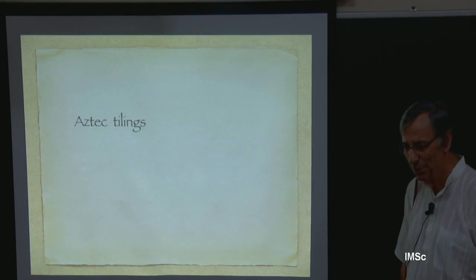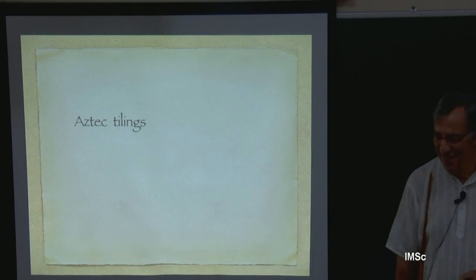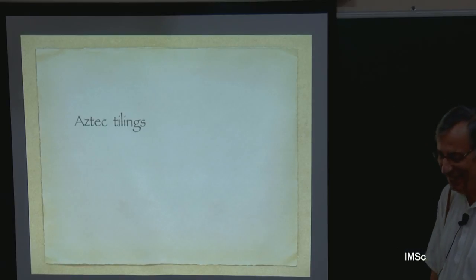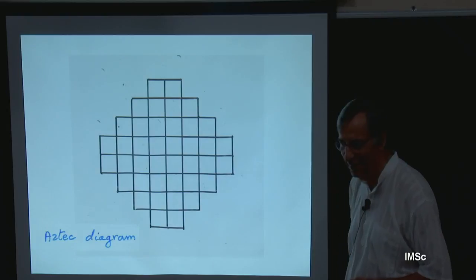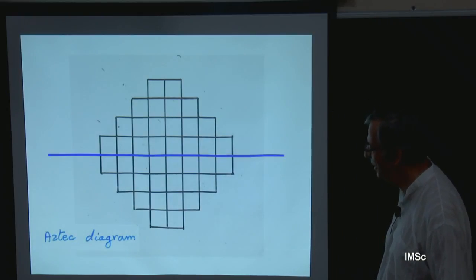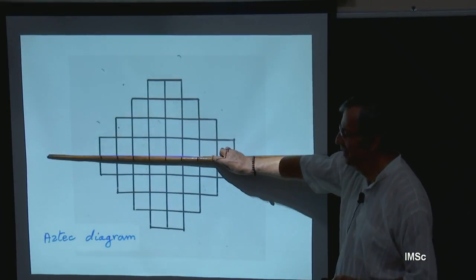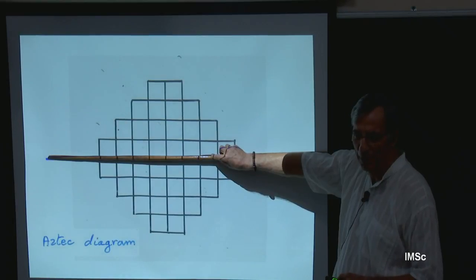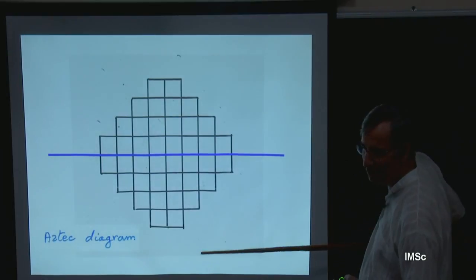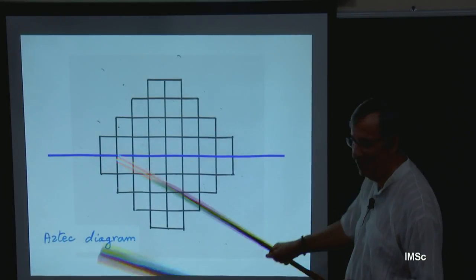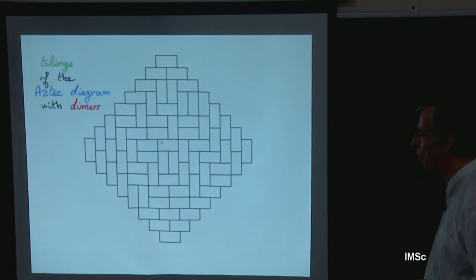Now we come to a most beautiful tiling, the Aztec tiling. There are many papers on this tiling. So this is the Aztec diagram. So why is it the Aztec diagram? Because if you look from above, you have like an Aztec pyramid, and there is a lake in front of the pyramid where the pyramid is reflected in the water, and you get the Aztec diagram.